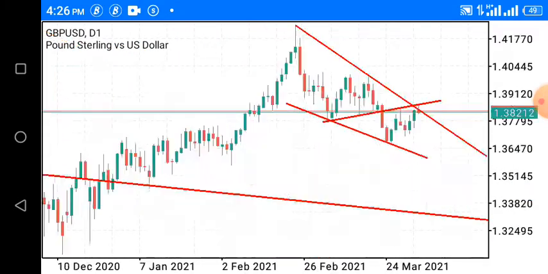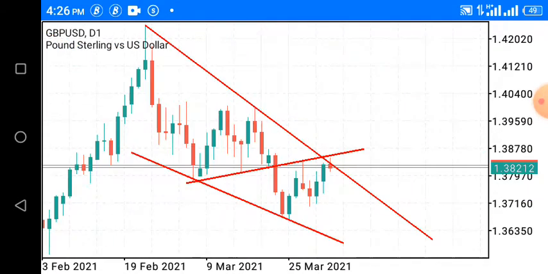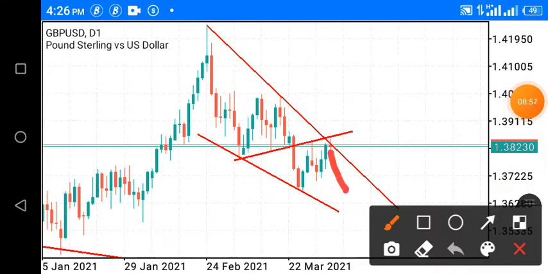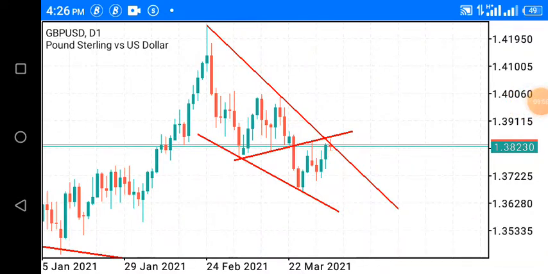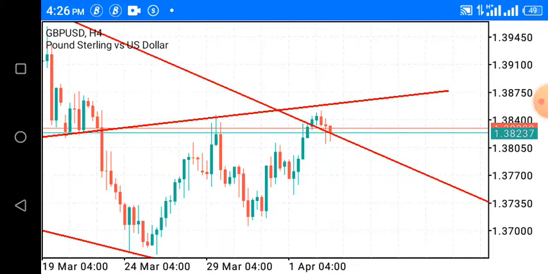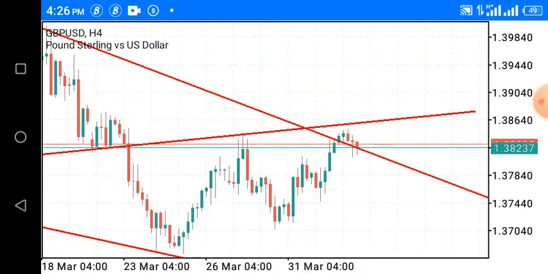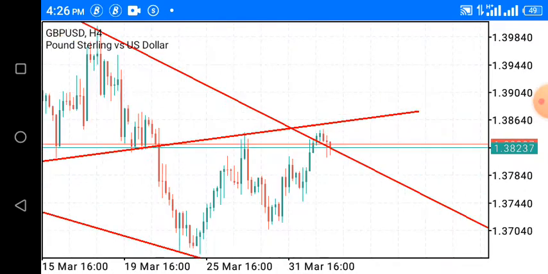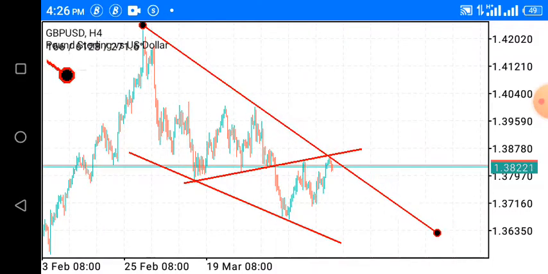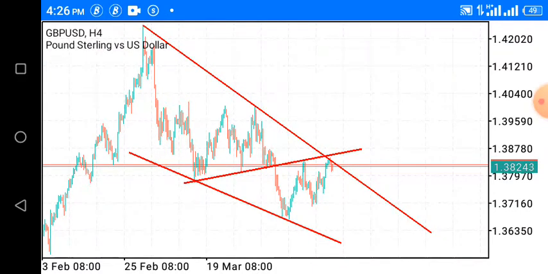So what am I expecting? I'm expecting this price to go down a little. So let's go to the lower time frame, like 4 hour. So yes, right now we're having a third touch on our trend line.